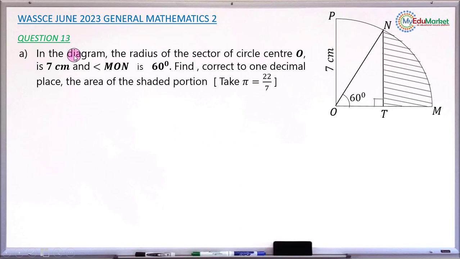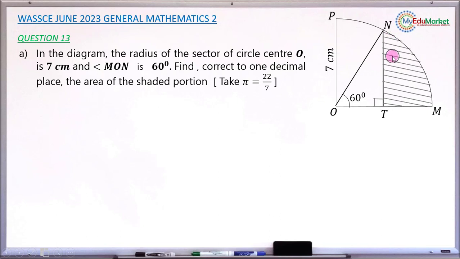This is WAEC June 2023 General Mathematics Paper 2, and we are answering question number 13A. The question reads: in the diagram, the radius of the sector of the circle centre O is 7 centimeters, and the angle MON is 60 degrees. It is marked in the drawing. Find, correct to one decimal place, the area of the shaded portion.